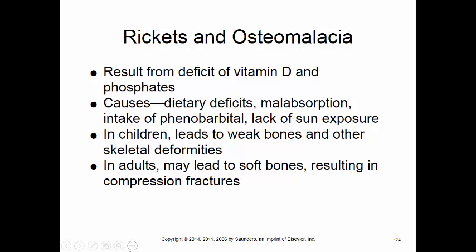In children, it can lead to weak bones and skeletal deformities, like bow-shaped legs. In adults, it can lead to soft bones, which have a higher likelihood of compression fractures.